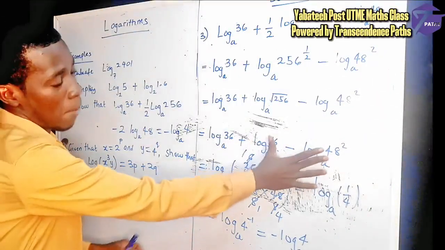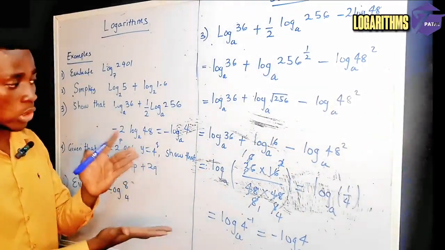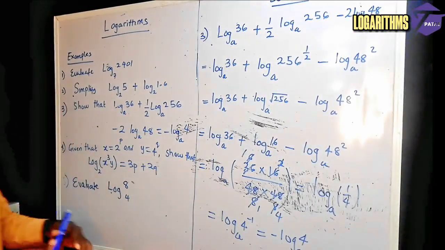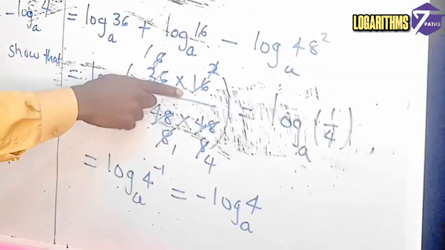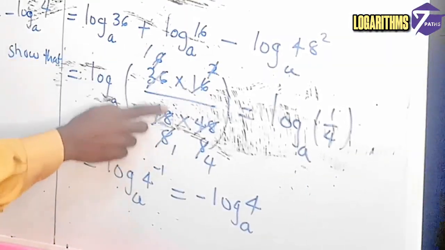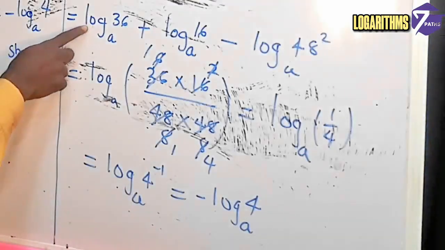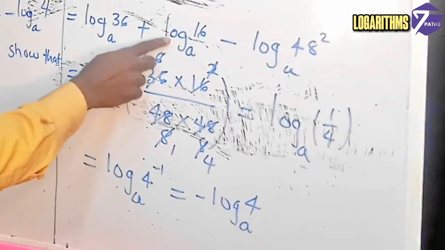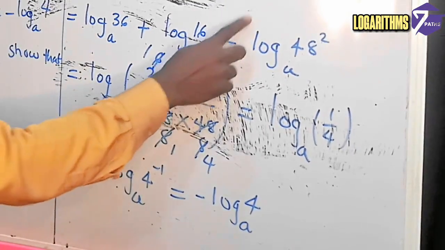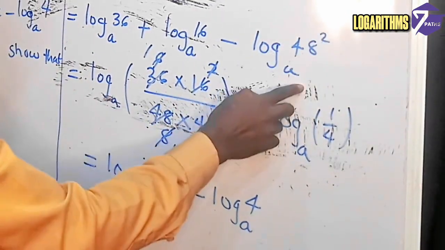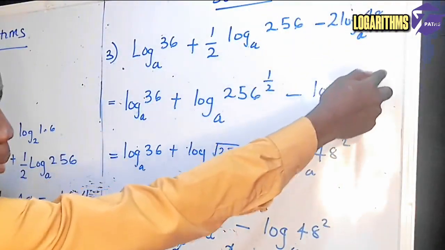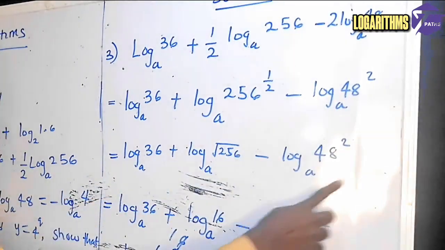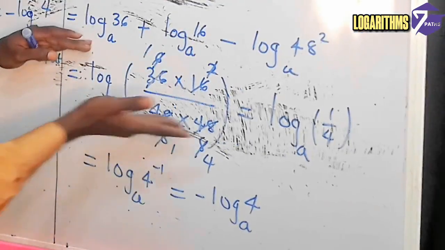So then I apply both the second and the third law of logarithm. So how do I apply them? Earlier I told you that plus is the same thing as what? Times. Minus is the same thing as what? Divide. So I then have log 36 base a plus log 16 base a minus log 48 squared base a. The square is coming from these two. If these two return back up, I'm going to have 48 squared, right?